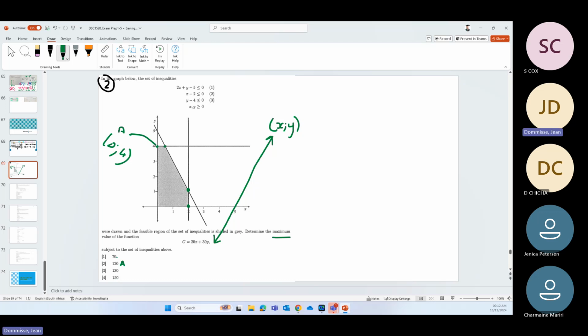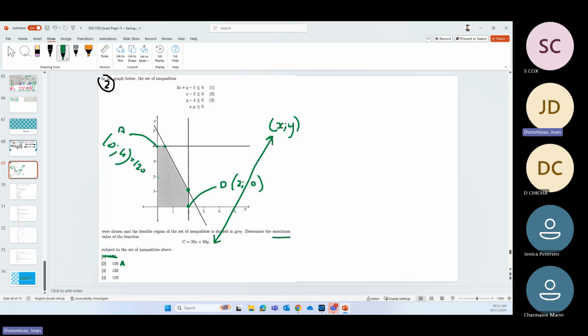Okay, so already we know 70 is not going to be an answer for us, because 120 is already bigger than 70. Then the other easy one to do is D, because there we have x is 20, y is 0. So I just want to put in here 120.